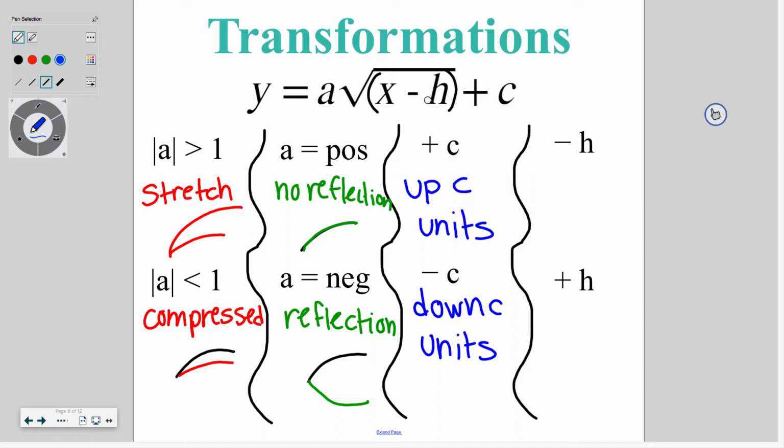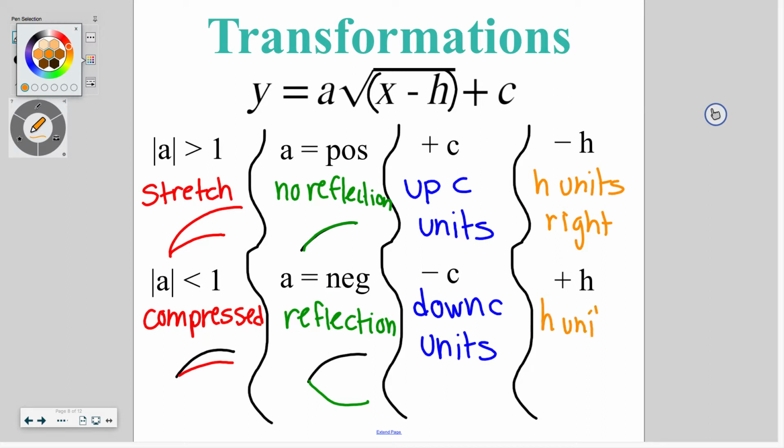Last, if you see minus h, so if you're subtracting an h value, that is going to move you h units right. So you are moving h units to the right if you are negative, and if you are positive, you are moving h units to the left.